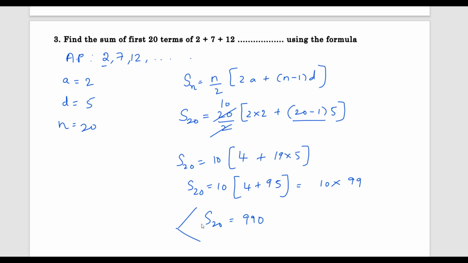Therefore the sum of 20 terms of the given AP is 990. So very important 2-mark question, finding the sum of n terms of a given AP, that is given by Sn equals n by 2 times 2a plus n minus 1 into d. Find out the value of a, d and n. After that substitute it and you will get the sum of 20 terms.